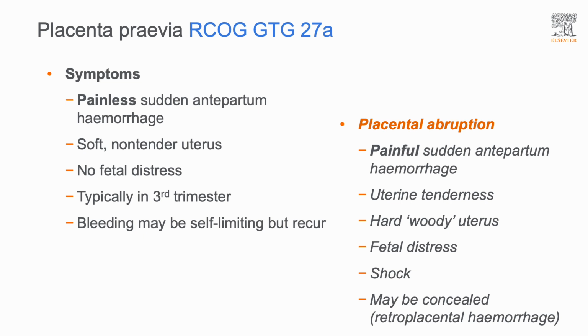For comparison, I've included some features of placental abruption. This typically presents with a painful sudden antepartum hemorrhage, uterine tenderness with a hard, woody uterus, fetal distress, so a non-reassuring CTG trace with bradycardia, tachycardia, and late decelerations, shock or maternal hemodynamic instability. It is important to note that vaginal bleeding may be absent, as placental abruption may be concealed with a retroplacental hemorrhage.